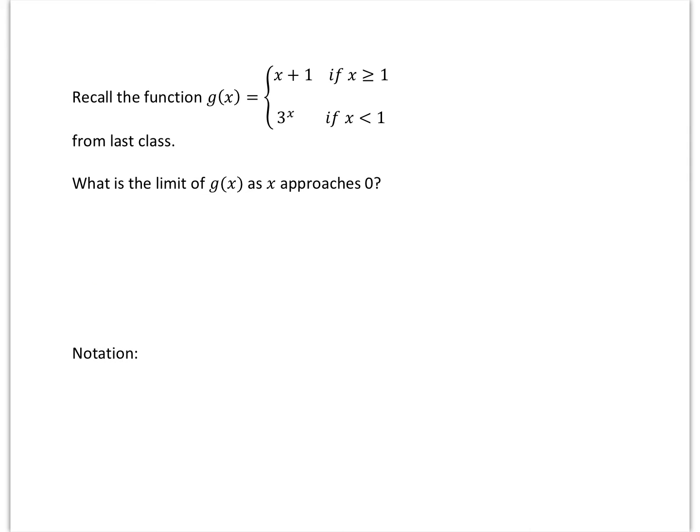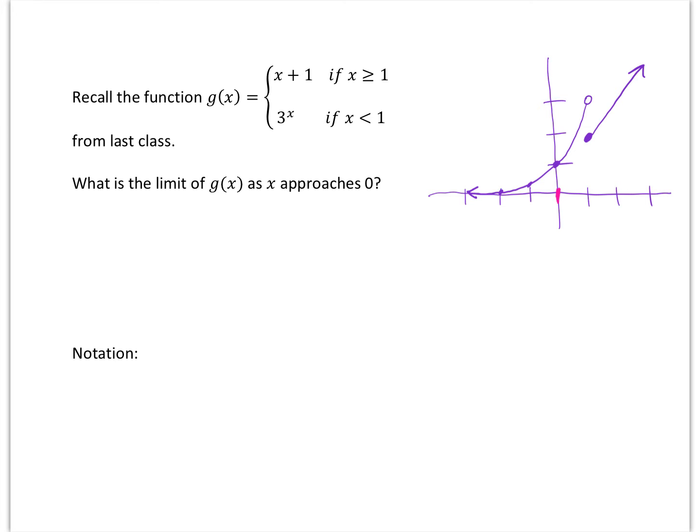Recall this function from last class. What is the limit of g of x as x approaches 0? I think it will be helpful if I draw a picture of this graph before we try to answer the question. So I have the function graphed. What is the limit of g of x as x approaches 0? So here's x equals 0 right here.